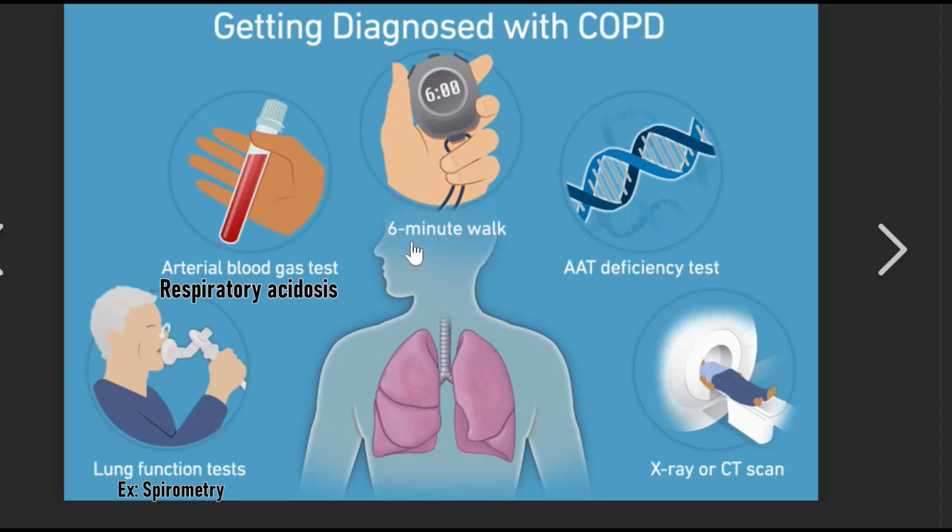6-minute walk test. It measures the distance an individual is able to walk over a total of 6 minutes. The purpose of this test is to measure the exercise tolerance of the patient. Now, there is a blood test to check for alpha-1 antitrypsin deficiency, a genetic cause that can lead to COPD. The physician may order an X-ray. X-ray may show emphysema, and sometimes they may also order a CT scan of the chest.